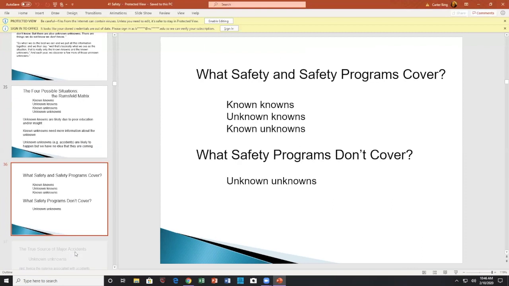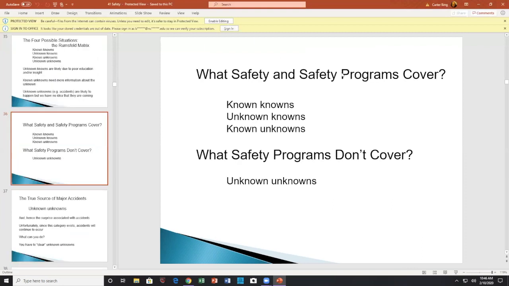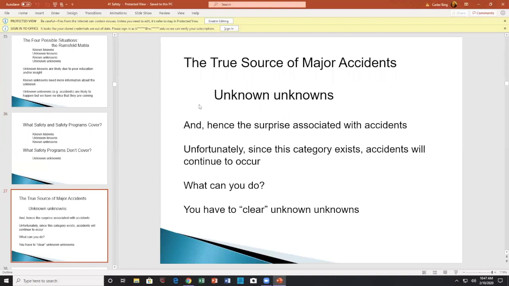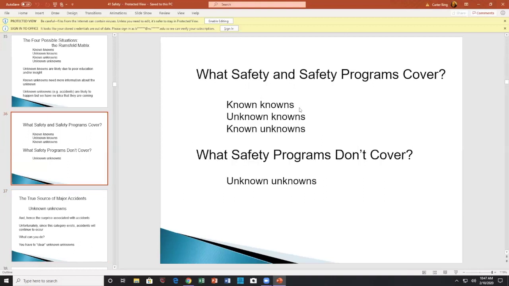What do safety programs cover? Well, known unknowns and known knowns. What the safety programs don't cover is unknown unknowns. So we have a true source of major accidents: unknown unknowns, surprise. This is why there's a surprise associated with accidents. Unfortunately, many accidents are due to the fact that you know the problem, but you don't take any action about it. So known unknowns may be a source of accidents as well.